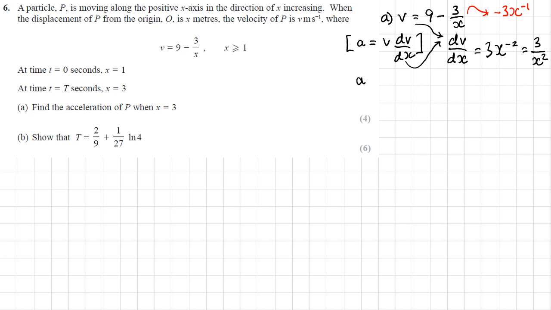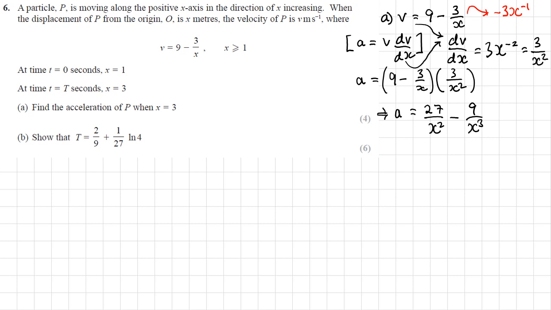So now I'll write the acceleration is v, and v is 9 minus 3 over x, times by dv dx, which is this 3 over x squared. Okay, so a is equal to v, which was given in the question, times by dv dx, which is this 3 over x squared, which is what I got when I differentiated v. What I'll do now is I will expand the brackets, and I'll have the acceleration is equal to 27 over x squared minus 9 over x cubed.